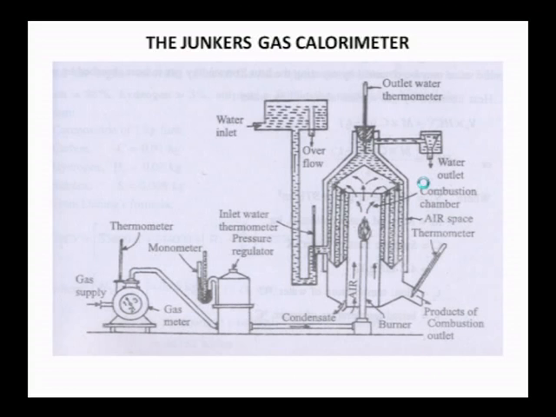From the gas meter, the gas goes to the pressure regulator. The pressure of the gas is recorded in the pressure regulator. Then it is supplied to the burner, and air is also supplied from the atmosphere for the combustion. There are two types of flue tubes.